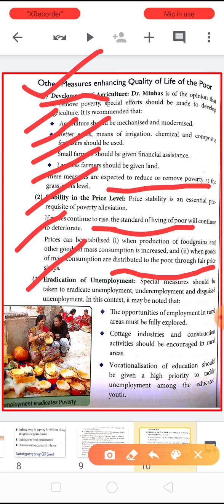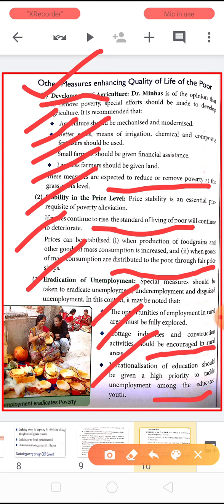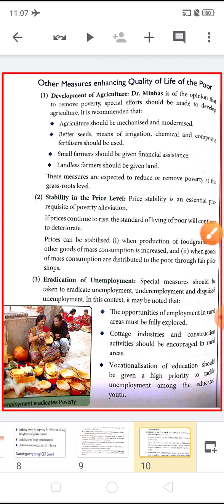Next is eradication of unemployment. Children, special measures should be taken to eradicate unemployment, underemployment, and disguised unemployment. In this context, children, it is noted that the opportunities of employment in the rural areas must be fully explored. Cottage industries and construction activity should be encouraged in the rural areas. Vocationalization of higher education should be given a high priority to tackle unemployment among the educated youth.